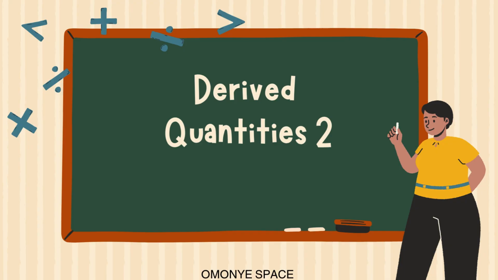In today's lesson, we will be looking at derived quantities and derived units, part 2. By the end of this lesson, you will clearly understand how quantities like area, volume, density, force, energy, and power are derived from basic units like mass, length, and time.